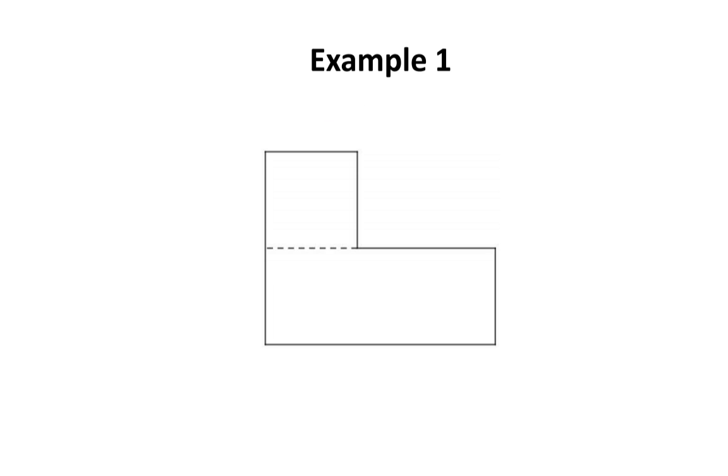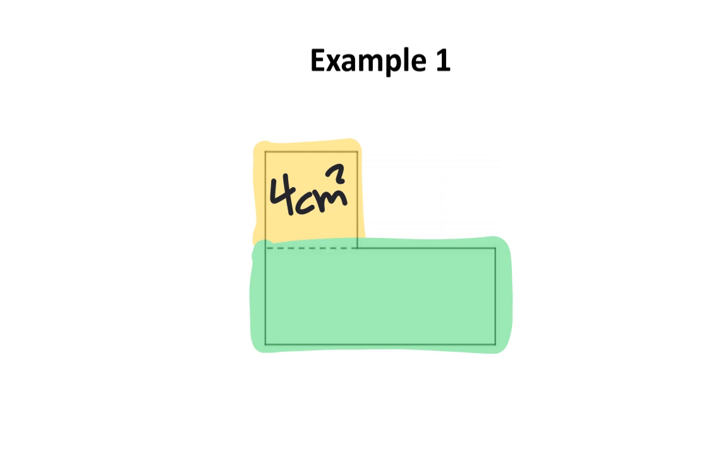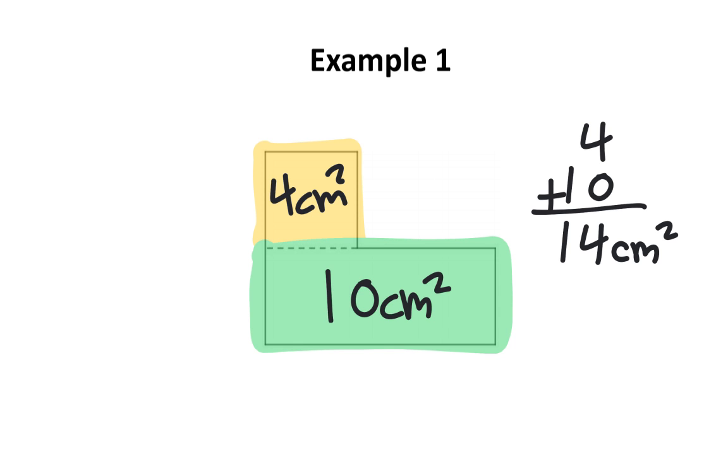Looking back at our original figure, we now know the area of the square to be 4 centimeters squared. Meanwhile, the area of the rectangle is 10 centimeters squared. Therefore, to find the total area of this composite figure, all we need to do is add up these two areas. I've gone ahead and done that already. Therefore, the total area of this composite figure is 14 centimeters squared.